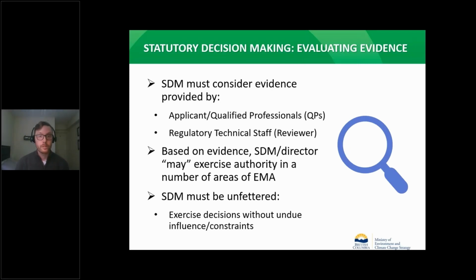And now I'll provide a brief overview of how a director, or SDM, proceeds to a decision and what important factors must be considered. Information is provided to an SDM, or director delegate, by either the applicant or qualified professionals and/or internal regulatory staff in the form of a technical review. The statutory decision maker must ensure that only the information relevant to the decision is considered and that this information is given an appropriate weight. When an SDM has to make a decision, the SDM will have to weigh the evidence and decide which evidence is most convincing and then apply their discretion fairly and independently. Statutory decisions must be unfettered and made without constraints. Next slide.